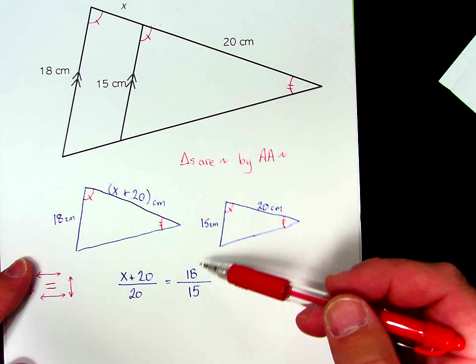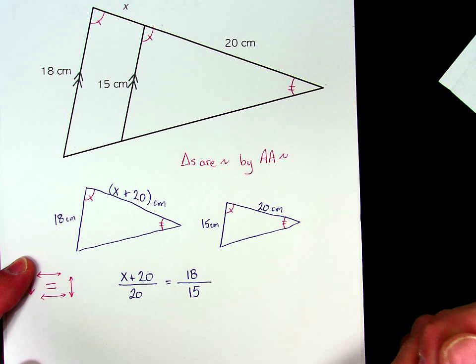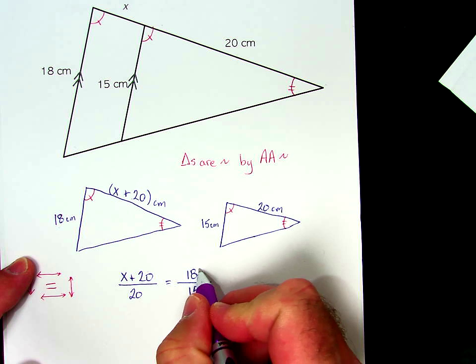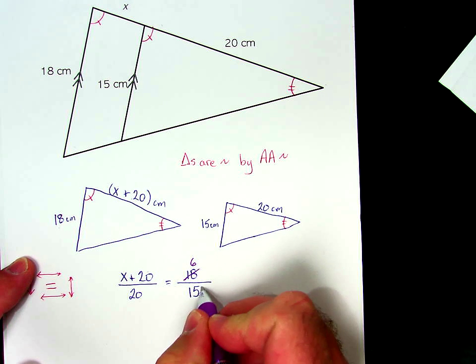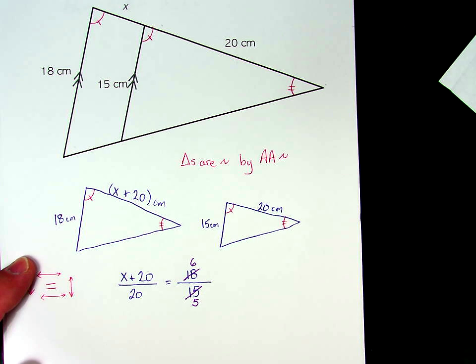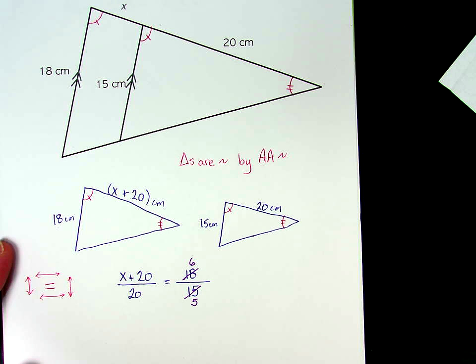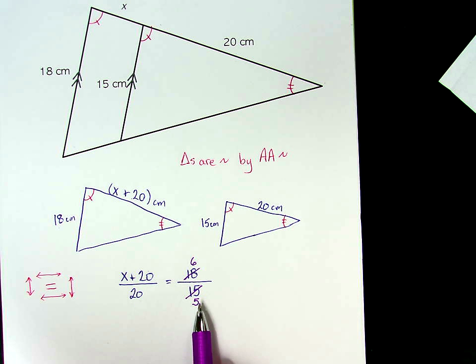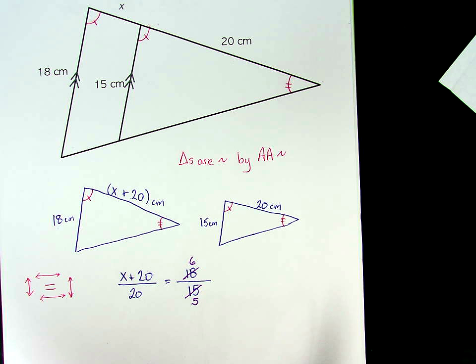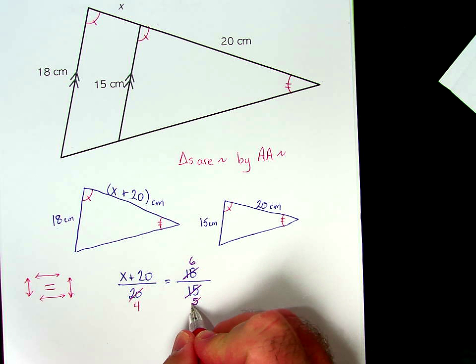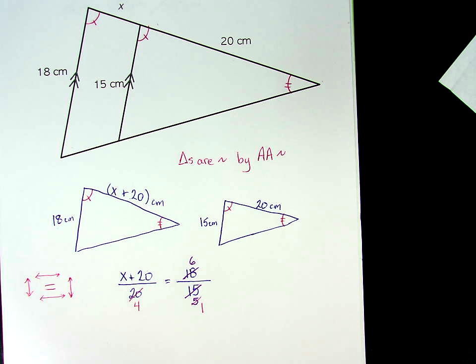So, here's what I'm thinking. I see that 3 is a factor of both 18 and 15. So if I divide both the numerator and denominator of this fraction by 3, I'd get that reduced fraction, 6/5. But I have another reduction horizontally. 5 is a factor of both 20 and 5. So if I divide this by 5, divide this by 5, now my proportion is a lot easier to work with.